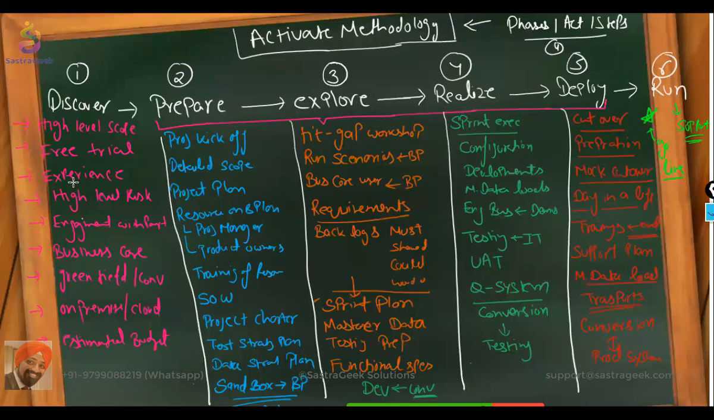Then we went into the detail of Activate methodologies, phases, activities and steps: how many different phases there would be in the Activate methodology in a project, and in each of these project phases, what kind of activities are required. So that part we have covered. We started from the discover phase, then prepare, explore, realize, deploy, and run. We discussed what different activities are required in each of these phases, step by step.